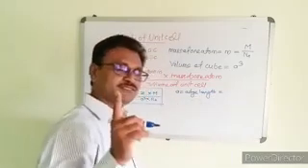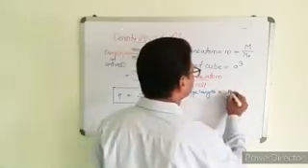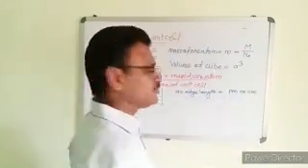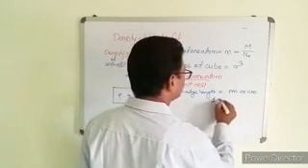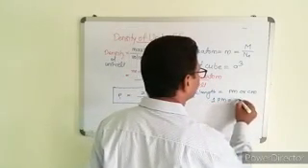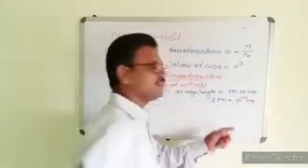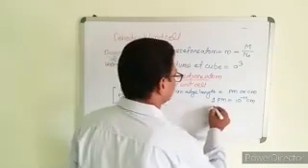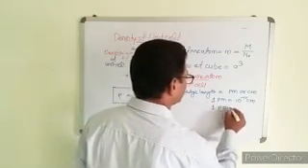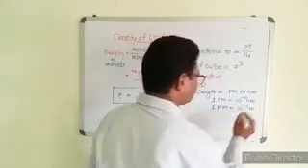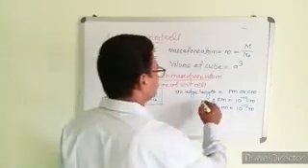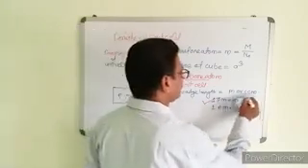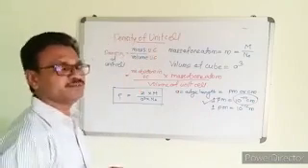This edge length is always given in picometer or centimeter. So 1 picometer is equal to 10 to power minus 10 centimeter. This is the conversion. And 1 picometer is equal to 10 to power minus 12 meter. Most of the time we have to calculate the value in centimeter.